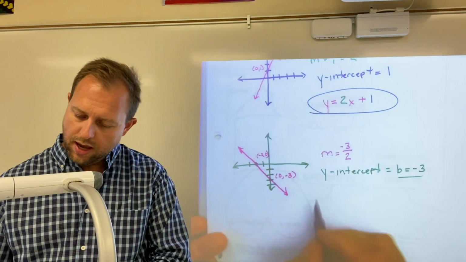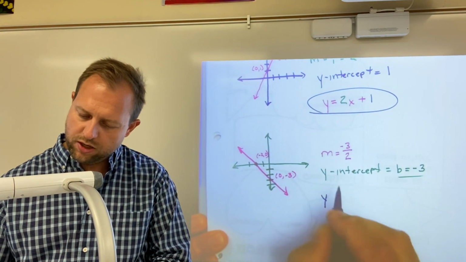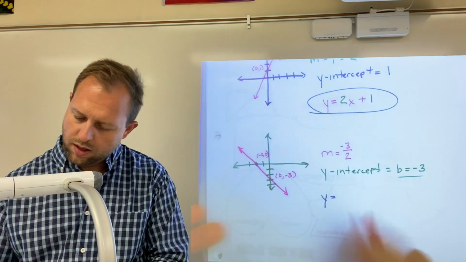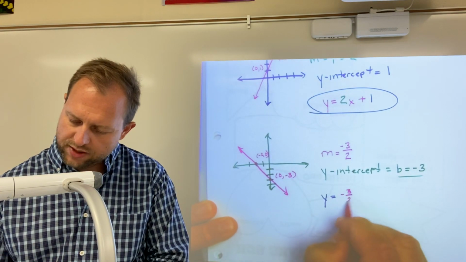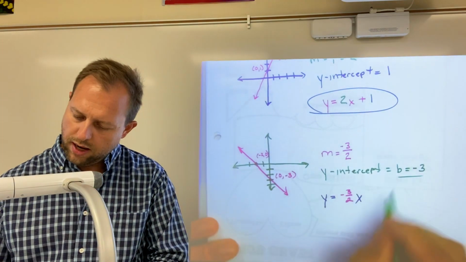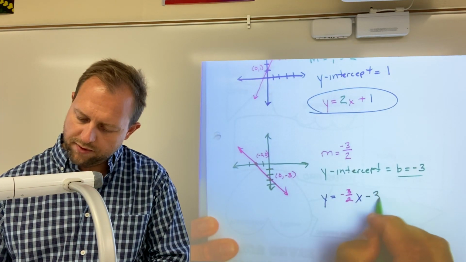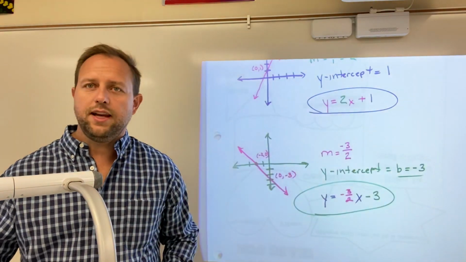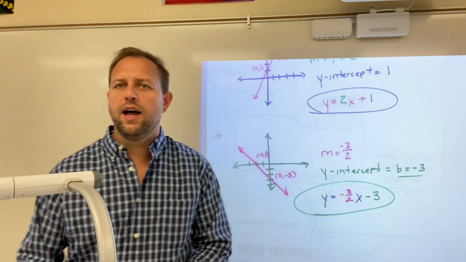Okay? And when we fill this into our slope intercept form, y equals -3/2 x, and then B is -3. That's it for our first review on lines.